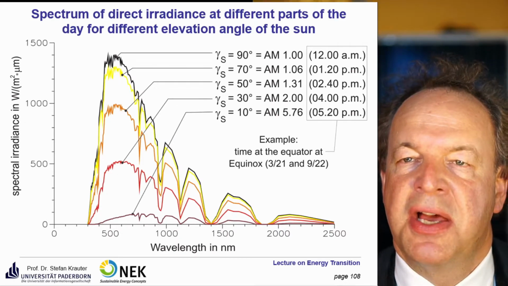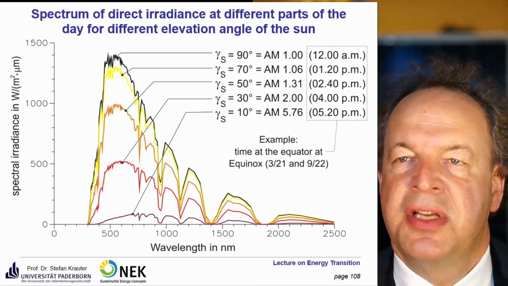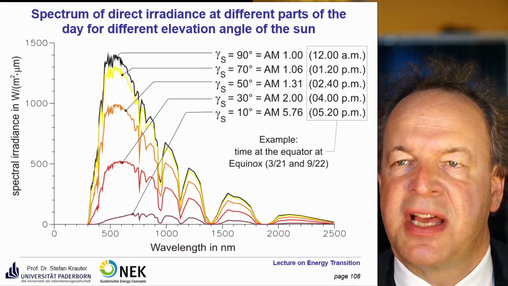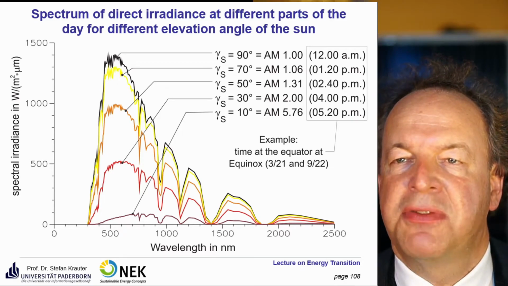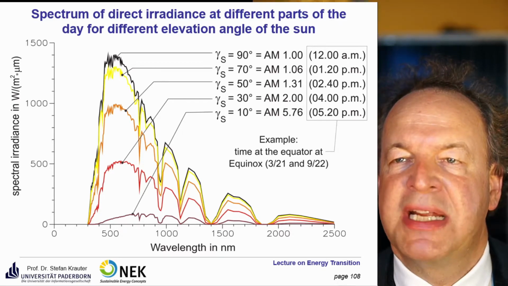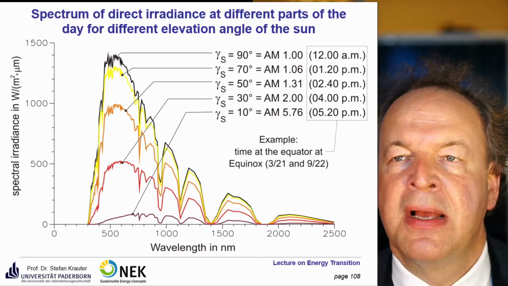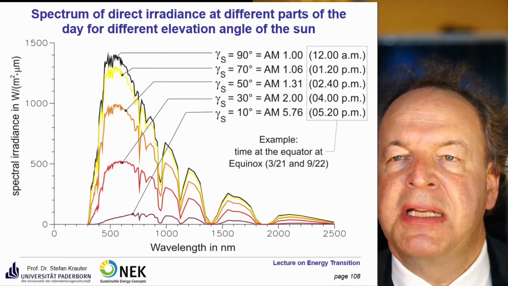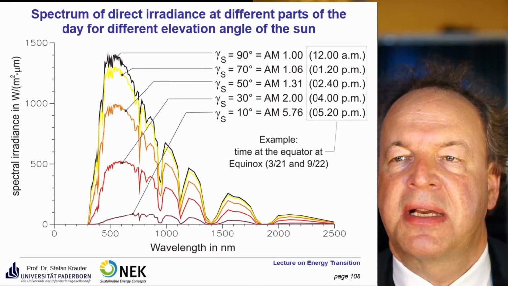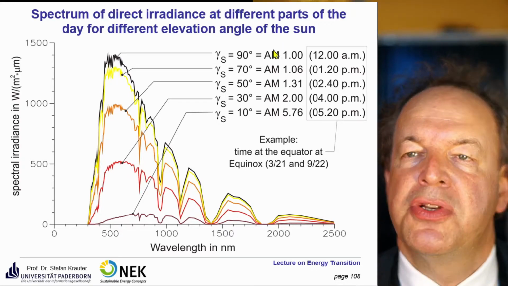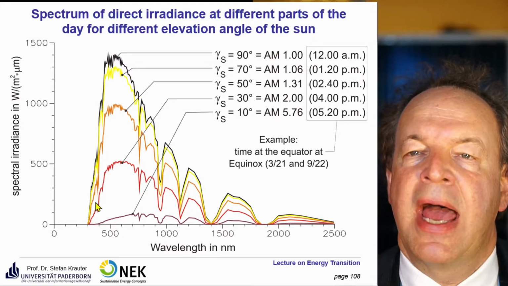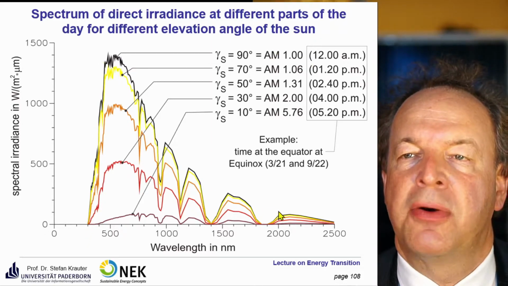Here you see the spectra due to the different elevation angles of the sun during different parts of the day. So this is a location at the equator at equinox. That means 21st of March or 22nd of September. We start at midday. At midday at the equator at equinox, the irradiance comes in perpendicularly. So we have AM 1.0. So this you see above here. And you have the full spectrum.